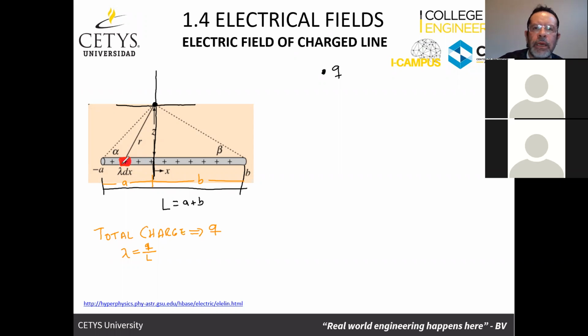And I'm going to consider that charge to be at a certain location along the line. That location is variable, and I'm going to call it X.